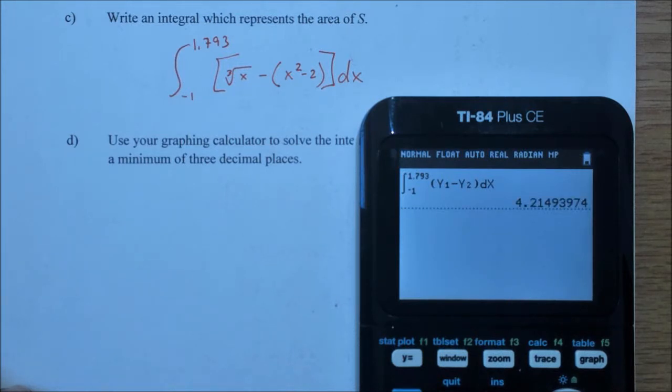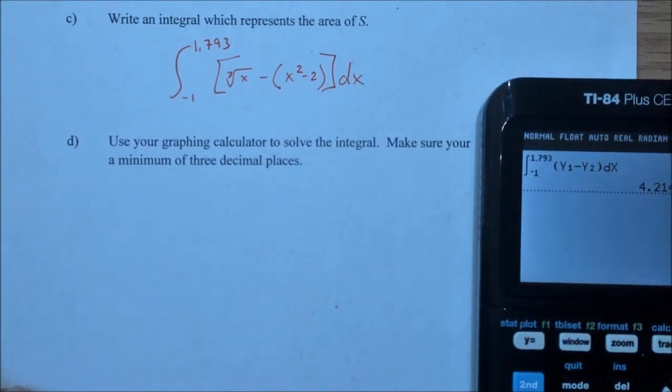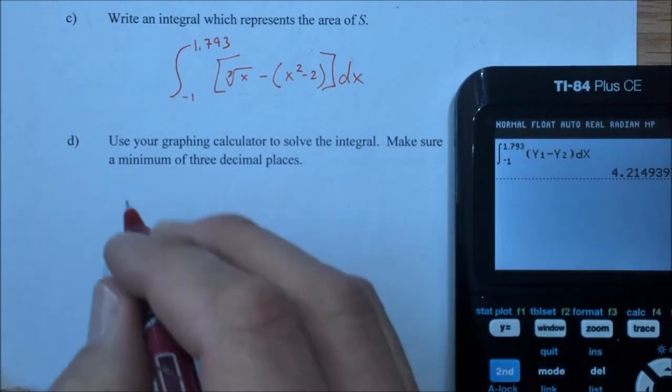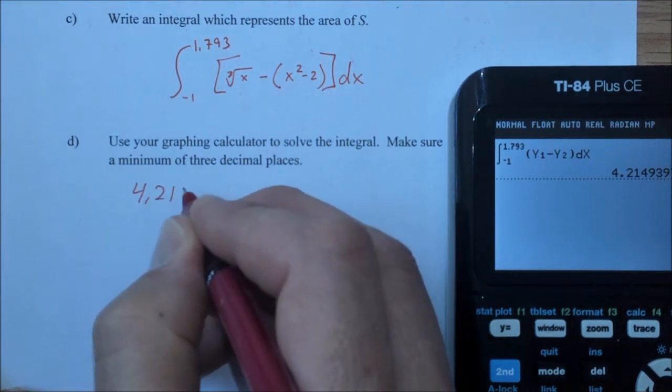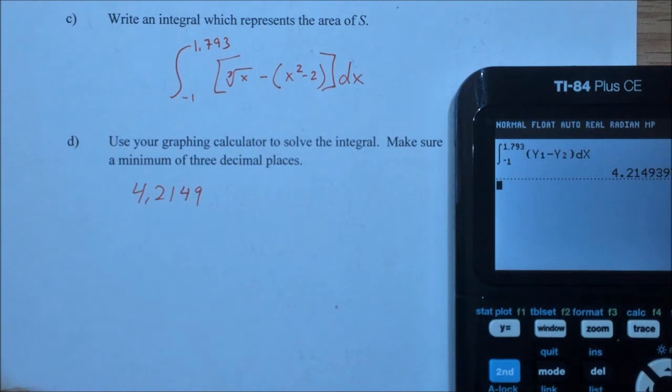And it comes back with 4.215, which we can write, went off the screen there. You can write 4.214, you can write 4.215, you can write 4.2149. All those answers would be correct. You just want to make sure that you have at least 3 decimal places.